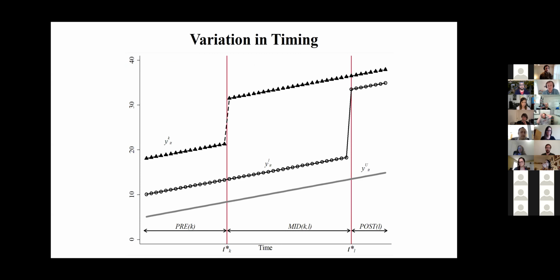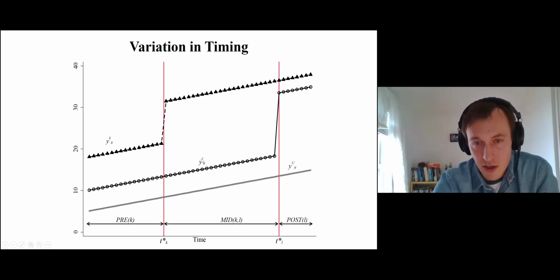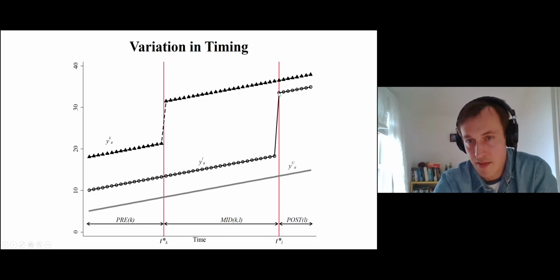So variation in timing looks basically like this. This is the picture that most simply can show you what variation in treatment timing looks like. One group of units, here I've called them K, are trucking along, and here at time T star K, they jump up and they get treated, right? So they get hit with a treatment right here. And the way I've drawn this, their outcomes shift up permanently and forever, and then they just keep on going. There might be another group of units, here I've called them L, and they get treated later. So here at T star L, they get hit with the treatment and they jump up. And here I've drawn it so that they jump up by different amounts.